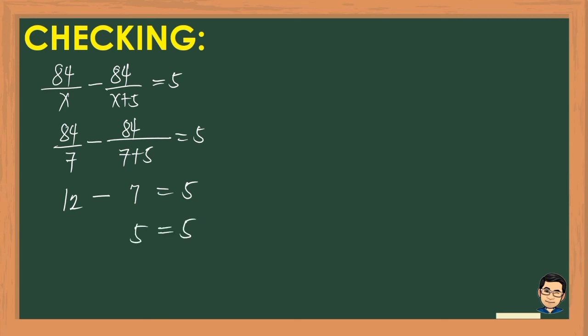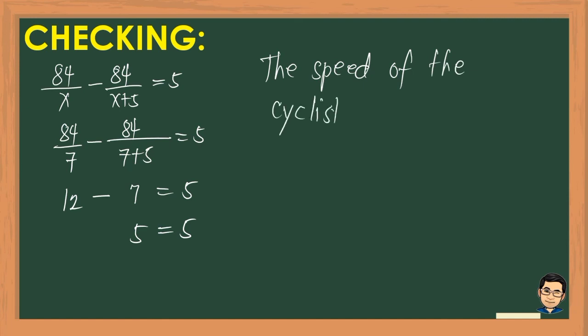So again, the speed of the cyclist is 7 km per hour.